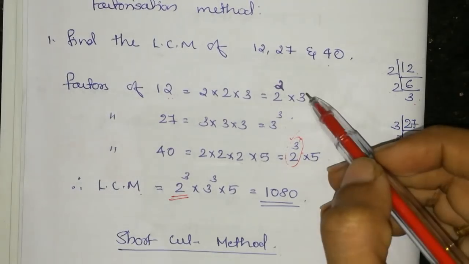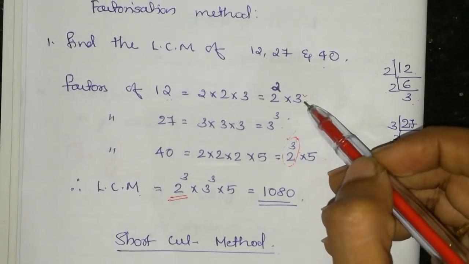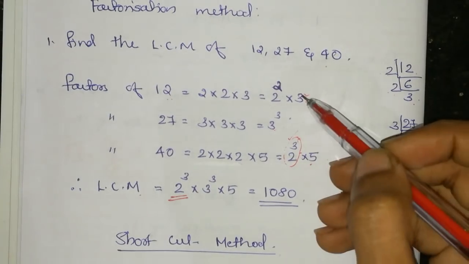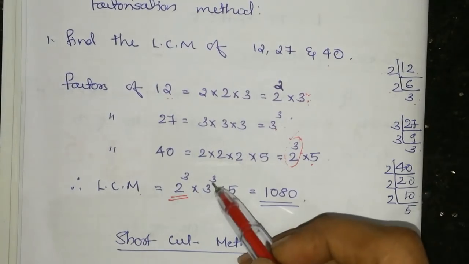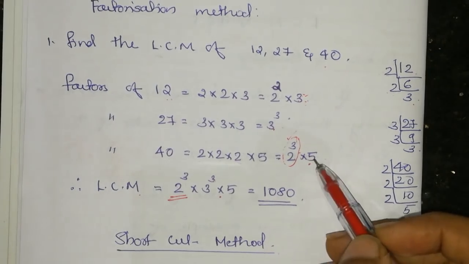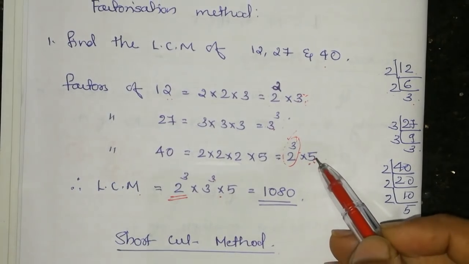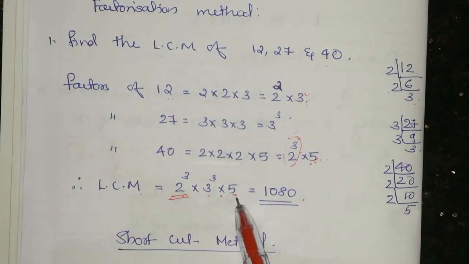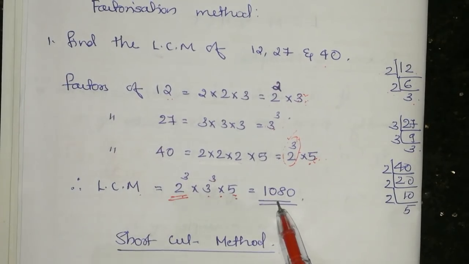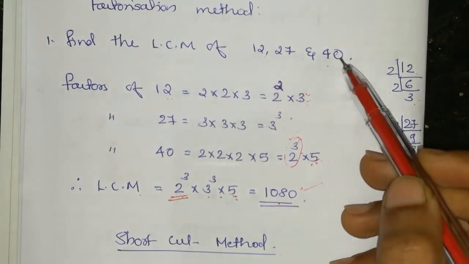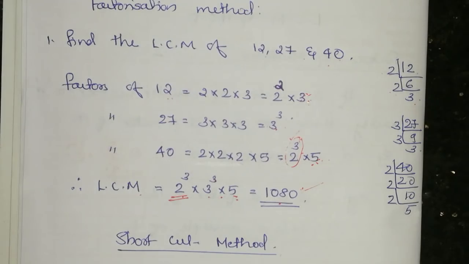പിന്നെ ഒരു നമ്പർ വന്നിരിക്കുന്നത് 3 ആണ്. ഇവിടെ 3 ഒരെണ്ണം ഉള്ളൂ, ഇവിടെ 3 times ഉണ്ട്, ഇവിടെ 3 ഇല്ല. അപ്പോൾ നമ്മുടെ 3 ഇതിൽ കൂടുതൽ വന്നിരിക്കുന്ന നമ്പർ, അഥവാ 3 raised to 3 വേണം എടുക്കാൻ. ഇൻറ്റു ഇനി അടുത്തത് 5 ഇവിടെ മാത്രമേ ഉള്ളൂ, അതൊരു തവണയേ ഉള്ളൂ. ആ 5 എടുത്തു. അപ്പോൾ 2 cube × 3 cube × 5 ചെയ്തു. അപ്പോൾ ഇത് ചെയ്യുമ്പോൾ നമുക്ക് കിട്ടുന്നത് 1080. സോ ദ എൽ സി എം ഓഫ് 12, 27 and 40 ഈസ് 1080.